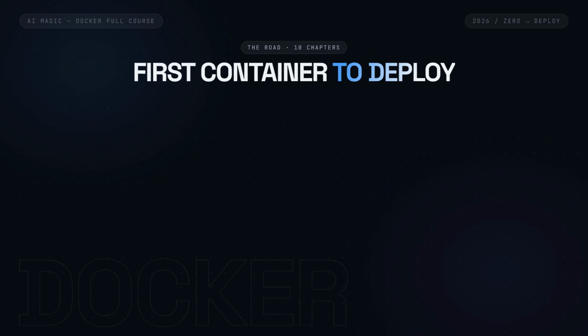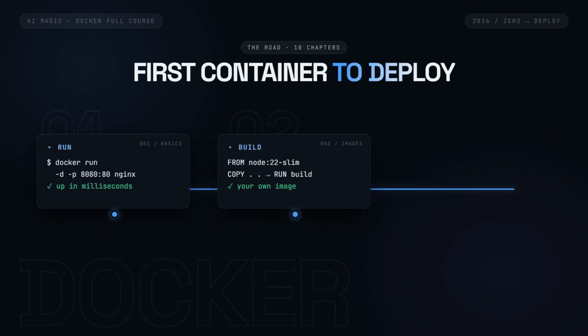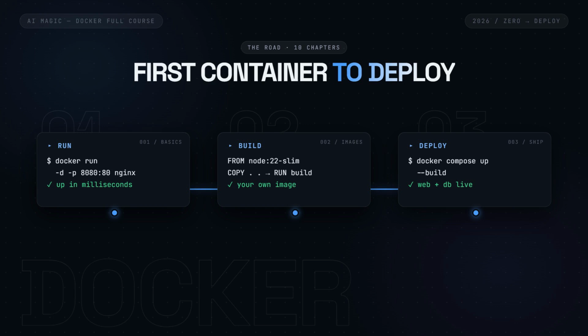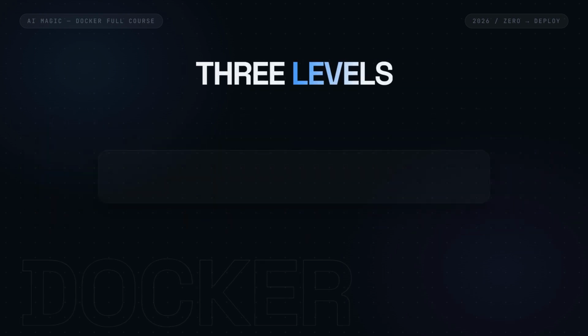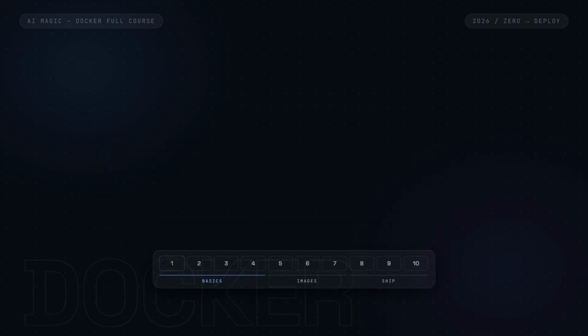In this course, you'll go from your first container to building your own images. And at the end, you'll take a real app and its database and run the whole thing with one command. Three levels: basics, images, ship. Ten chapters, fully updated for 2026. Let's build.